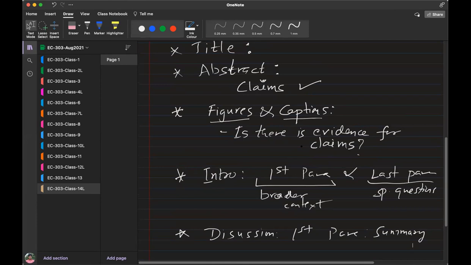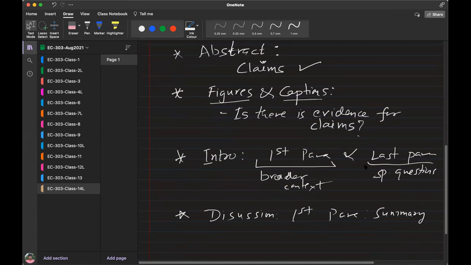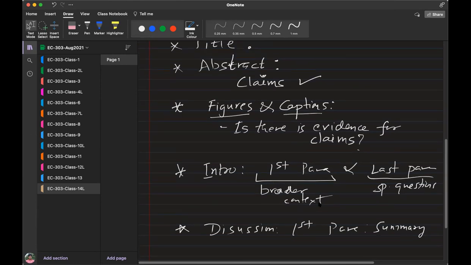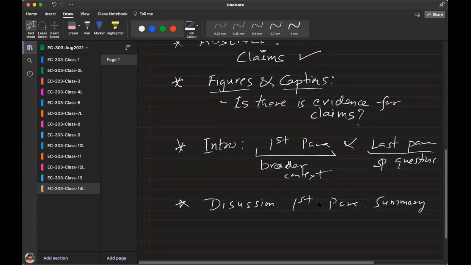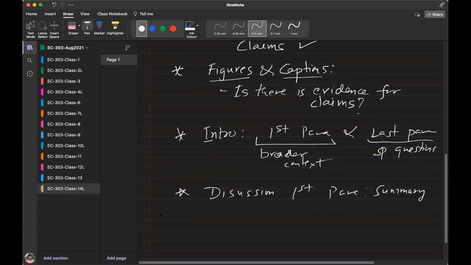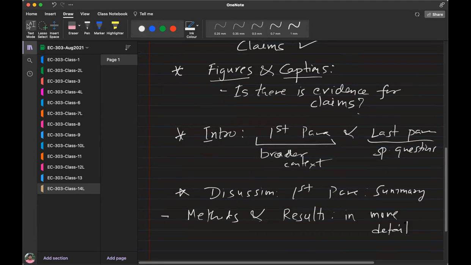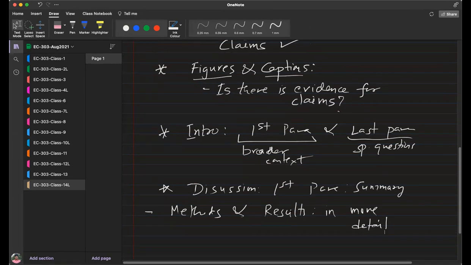Okay, now which part of methods and which part of results you want to dig into further will depend on any doubts you may have. After that you will look at the methods and results in more detail. Now, since it's an assignment question, you will eventually have to go through this part also. You cannot fully skip this part.